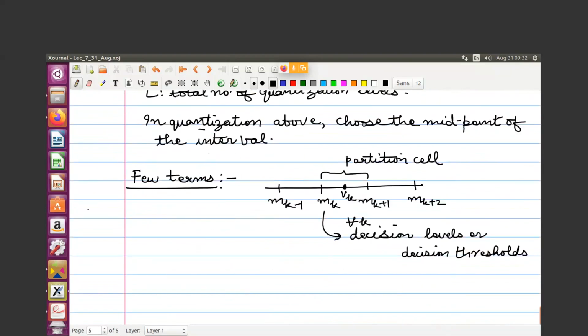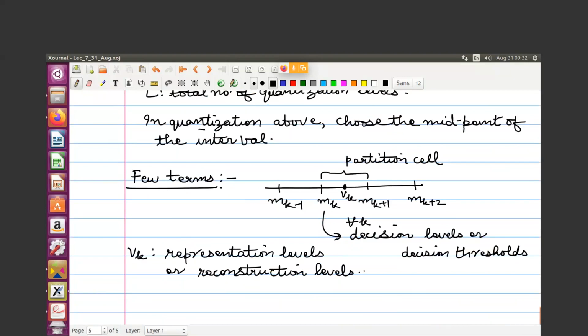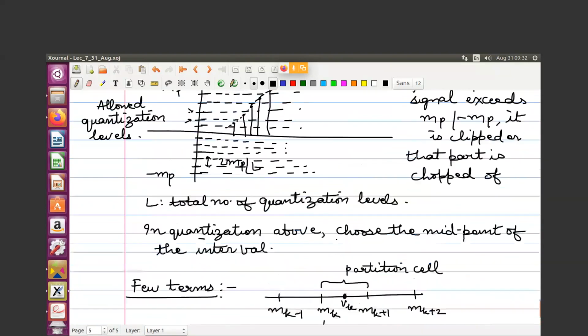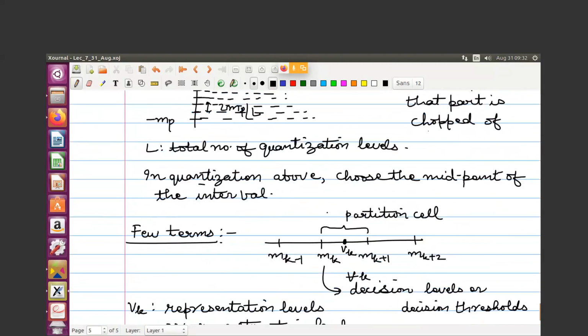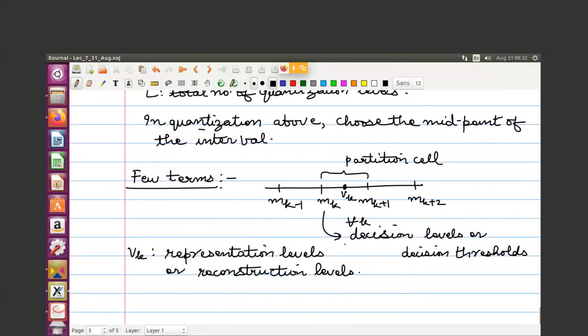And what is v of k? The v of k are called representation levels, or reconstruction levels. It simply means that if the input value falls in between m of k and m of k plus 1, then you will assign the value v of k to it. Simply that is the meaning.